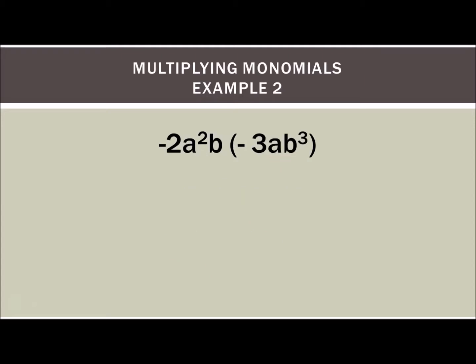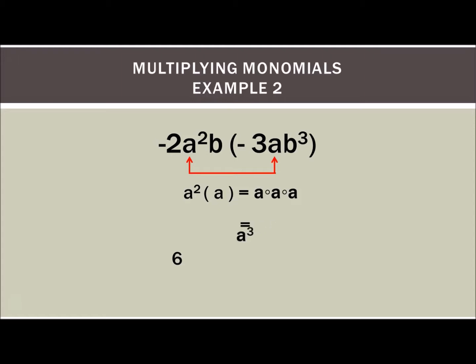Okay, let's look at example 2. This looks a little complicated because we have a couple more variables involved, but it's the same step as example 1. So we're going to take it one at a time. We're going to go ahead and look at the coefficient first, which is negative 2 times negative 3, giving us positive 6. So we're going to copy that 6 down. The next variable that we're going to look at is the a's. So it's going to be a squared times a, which is a to the third power.